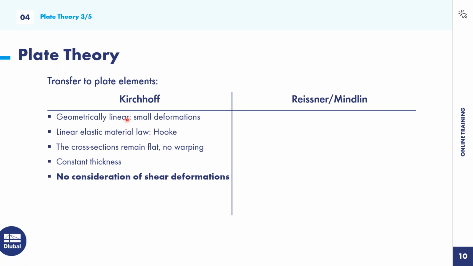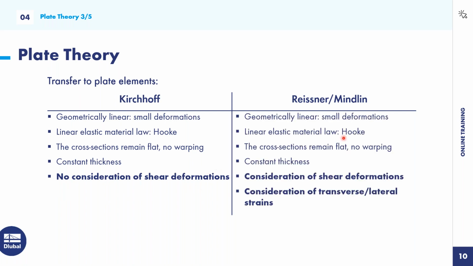So what are here the assumptions? We have here, first of all, geometrically linear. So we are considering just small deformations. We use Hooke's law, and also the cross sections remain flat, so in plane, and we have no warping, and also a constant thickness. But the most important point is that we don't consider any shear deformations. And in comparison, the Reissner-Mindlin theory considers shear deformation, and also additional transverse or lateral strains.